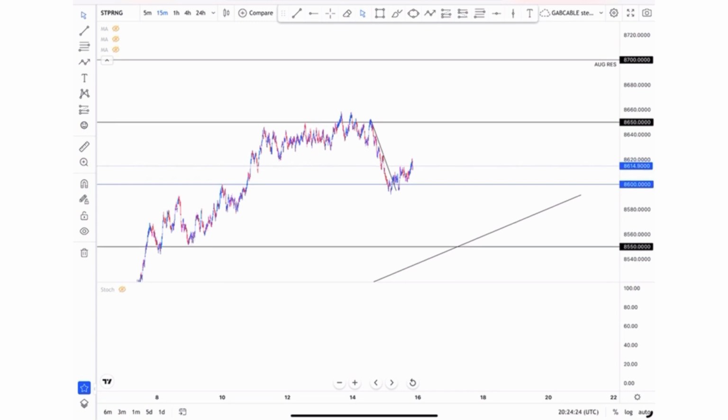Alright, so on the 4 hours we are looking for another connection around here. So 15 minutes can come back down here and boom, I want to enter our trade to the upside.